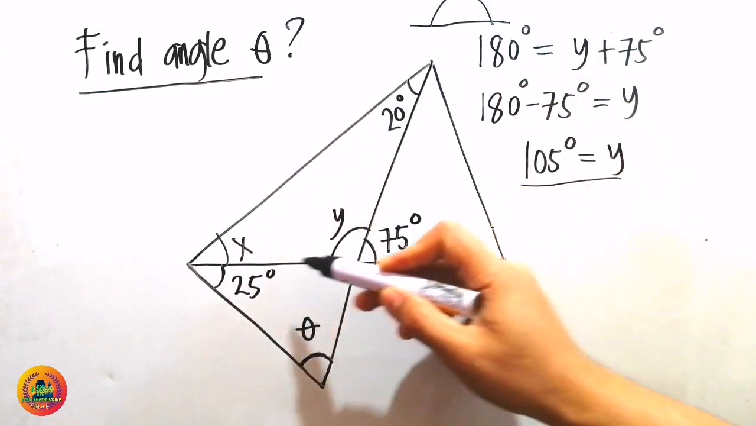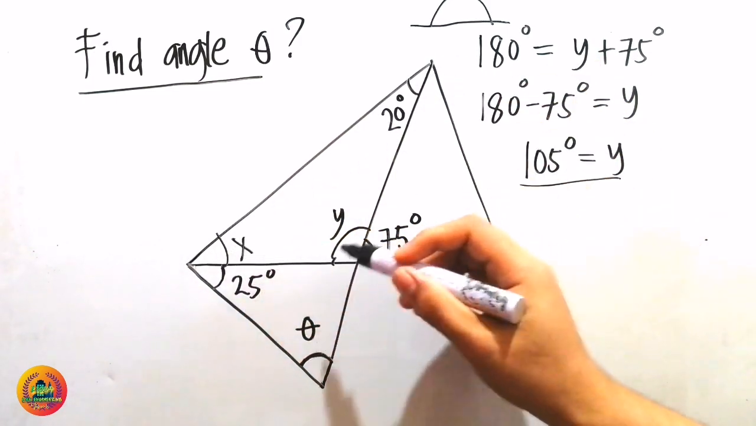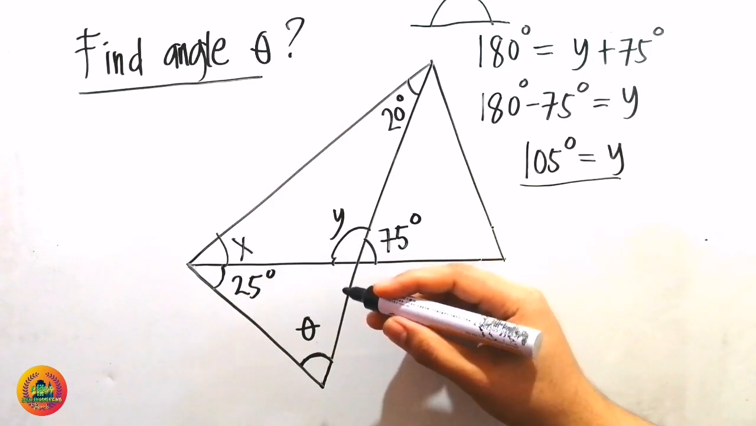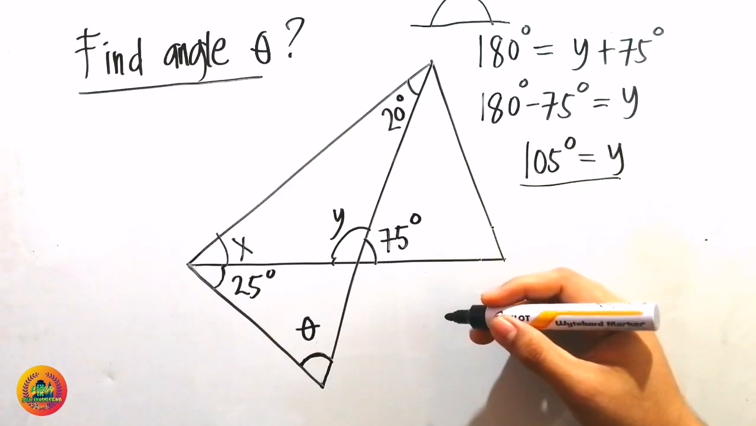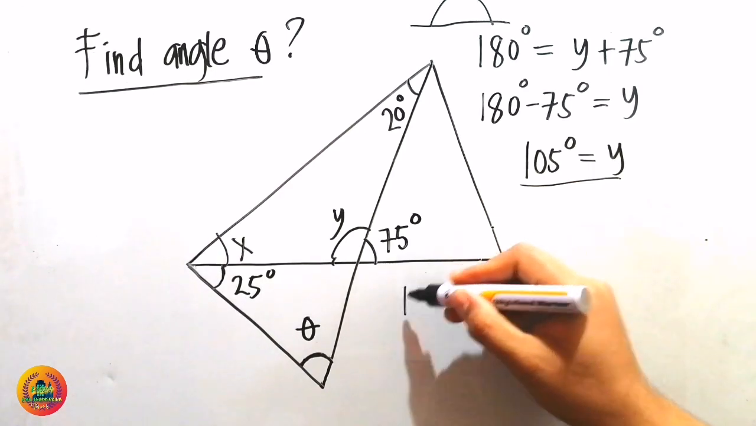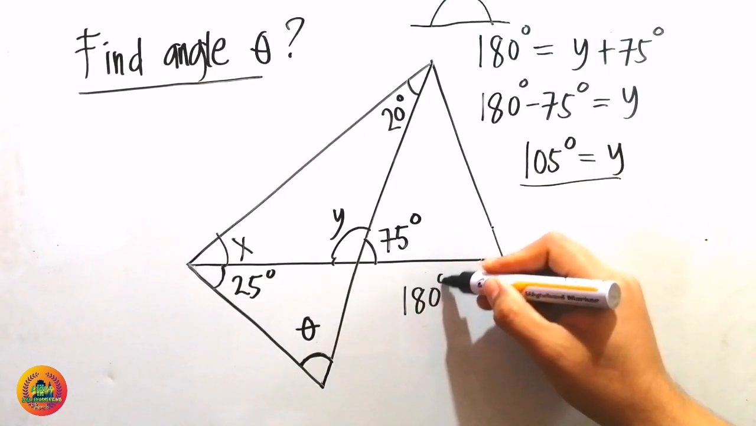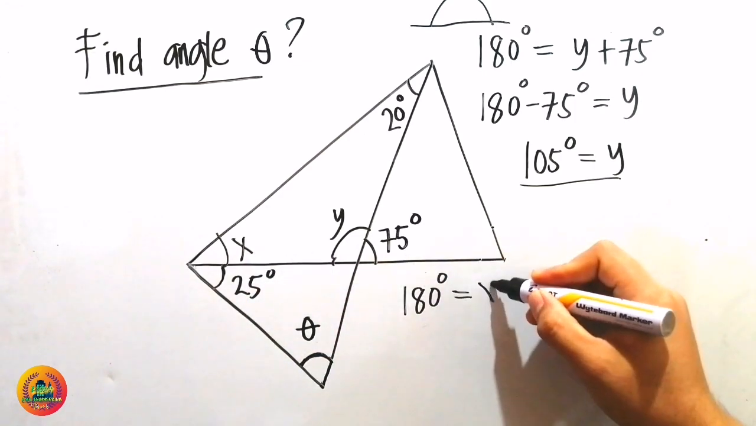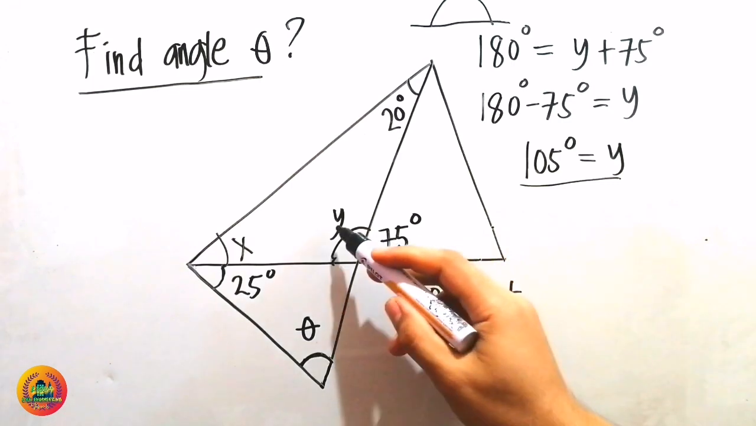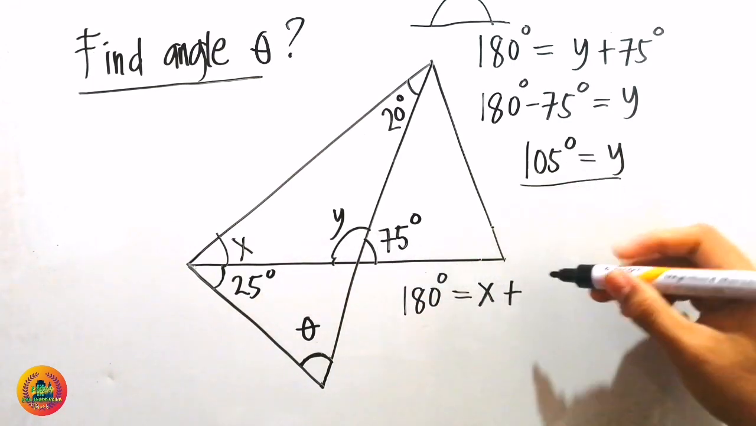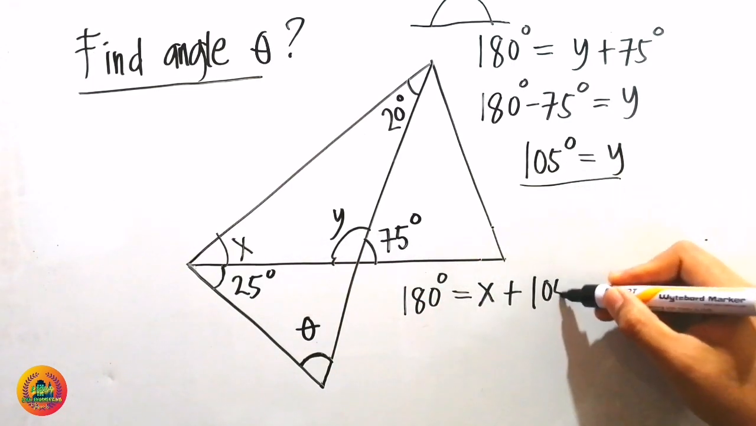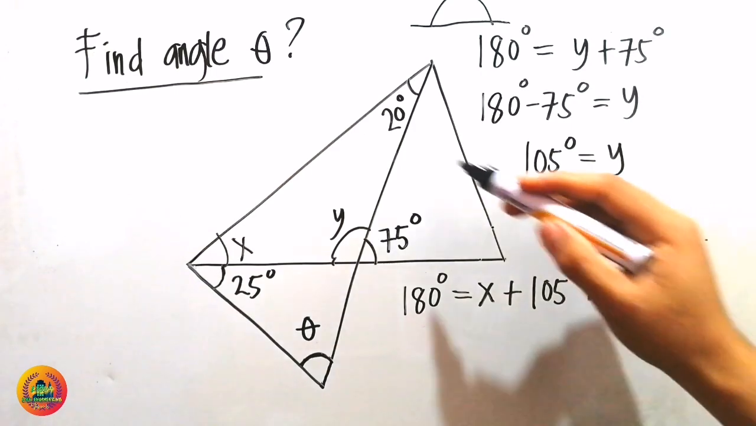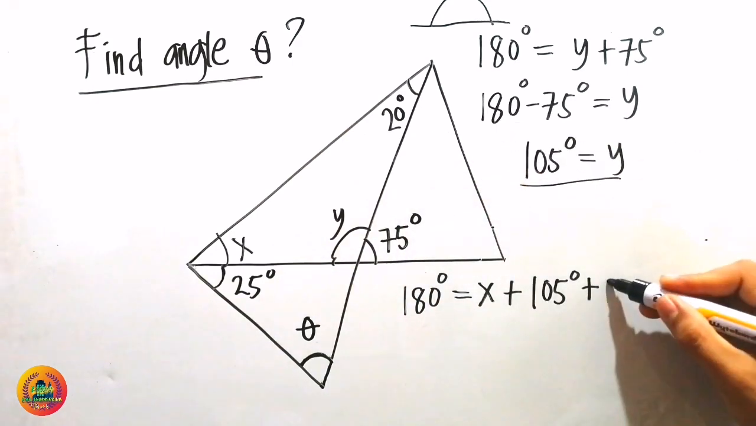So now we will solve the value of x. So let's focus on this triangle. If we add all the inside angles of a triangle, it is always 180 degrees. So 180 degrees is equal to x plus y, which is 105 degrees, plus 20 degrees.